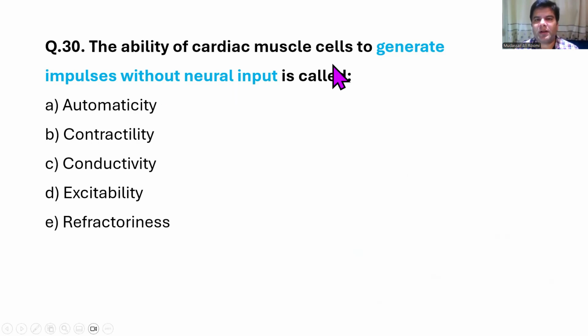Next question is, the ability of cardiac muscle cells to generate impulses without neural input is called A. Automaticity, B. Contractility, C. Conductivity, D. Excitability, E. Refractoriness. And the answer is automaticity. So this is the ability of the SA node of our heart, which is the normal pacemaker, and that can generate its impulses spontaneously without any external stimulation. Which means that even if we cut the nerves of the heart, sympathetic and parasympathetic, even then the SA node can generate its impulses by itself. So this property is called automaticity.